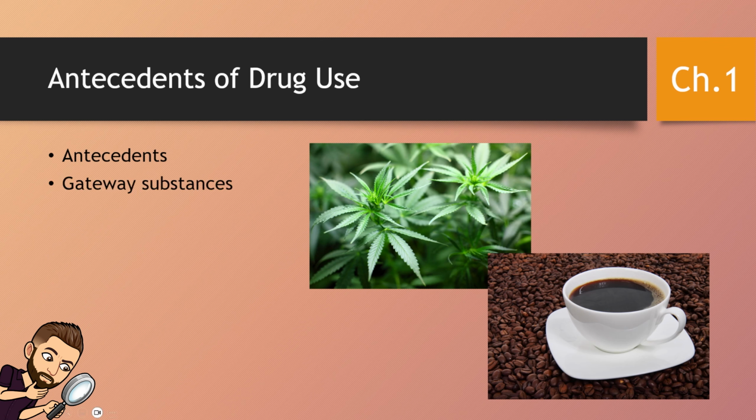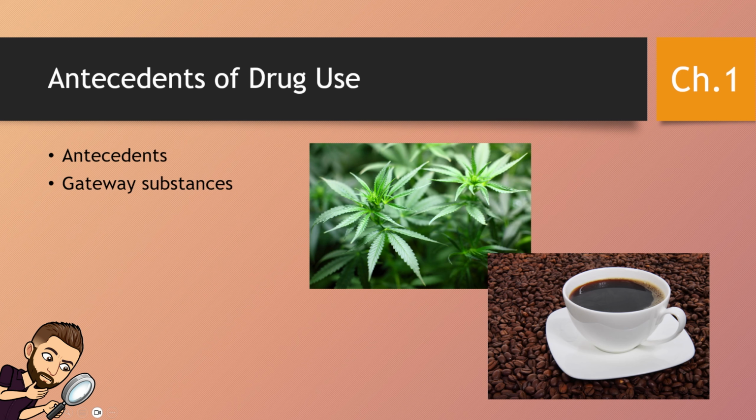So let's look at some examples here, right? Some examples of antecedents might be just being generally aggressive, having conduct problems, maybe some poor academic performance, attachment to drug-using peer groups, or even maybe some parent or community norms that tend to support drug use.